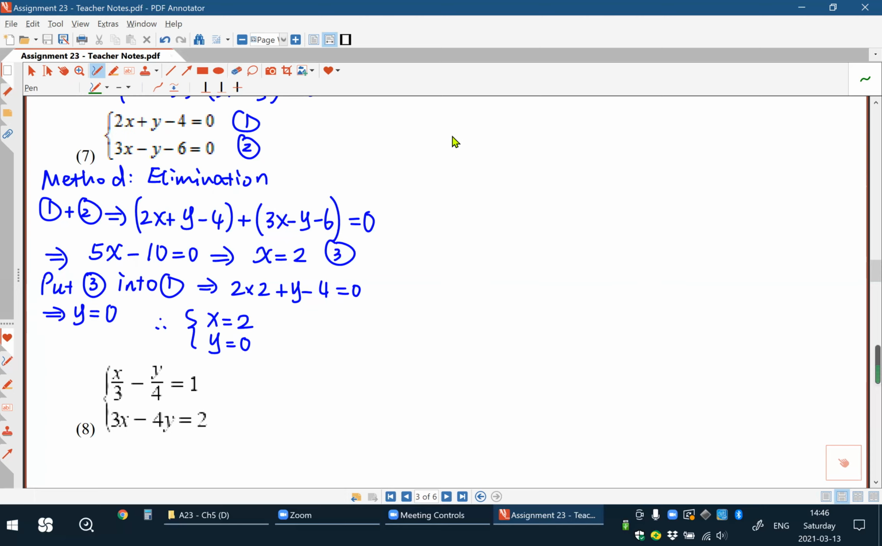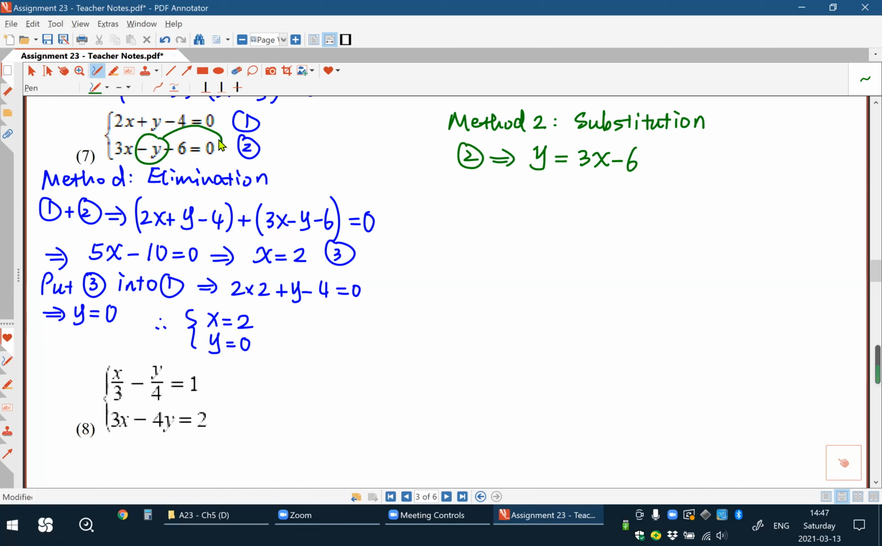No? All right, let's see method 2. Substitution. Okay, in order to use substitution, you should solve x in terms of y or solve y in terms of x, right? So it seems that it's easier to solve y in terms of x. So let's start from equation 2. Equation 2 gives you y equals 3x minus 6, right?